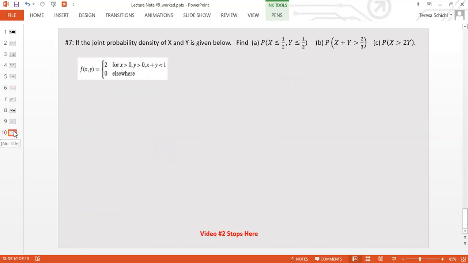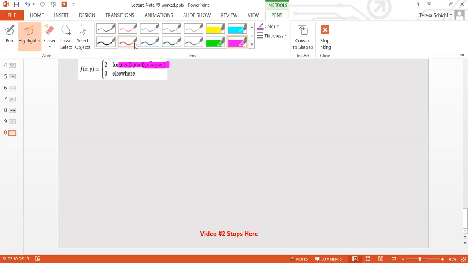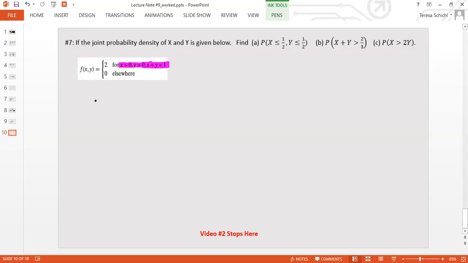Okay, now let's take a look at this one. This is our last problem. We say the joint probability density function of x, y is given below, with x greater than 0, y greater than 0. This is really the tricky one. This is my domain here. Then the function is f of x, y equal to 2. I want to find the probability that x is less than 1/2 and y is less than 1/2. First, let's take a look at what domain I'm having here.